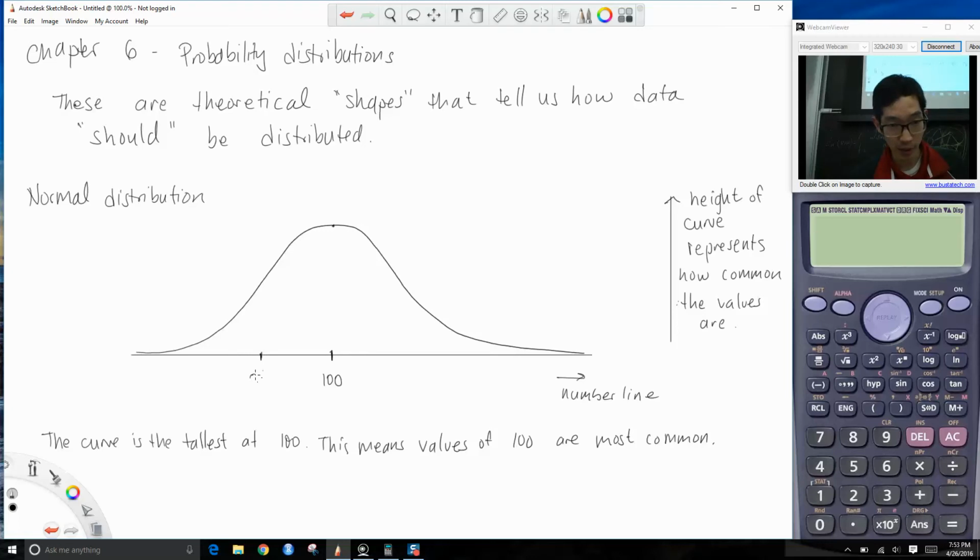I could say this is 80, and I can say this is 120, okay? And so if I go over to 120 and I go over to 80, okay? In terms of height, they are about half as high as 100, okay? So the curve at 80, right here, regarding the height, it's about half as high as it is at 100, right?